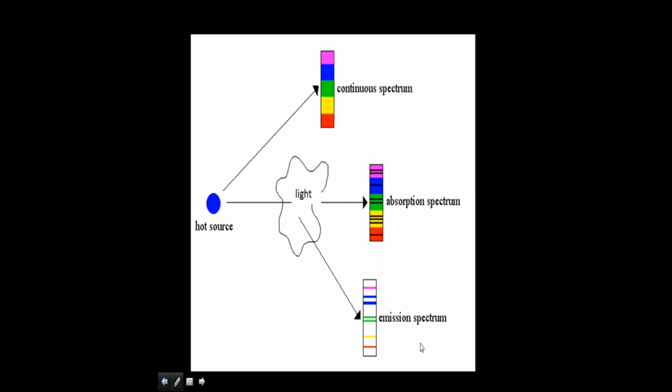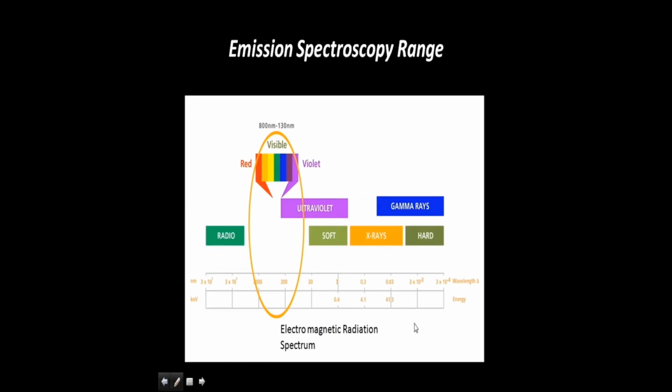This absorption or emission can take place throughout the complete spectrum of electromagnetic radiation. However, in case of emission or optical emission spectroscopy, we utilize the visible spectrum and part of the ultraviolet spectrum. The precise range is from 130 nanometers to 800 nanometers.